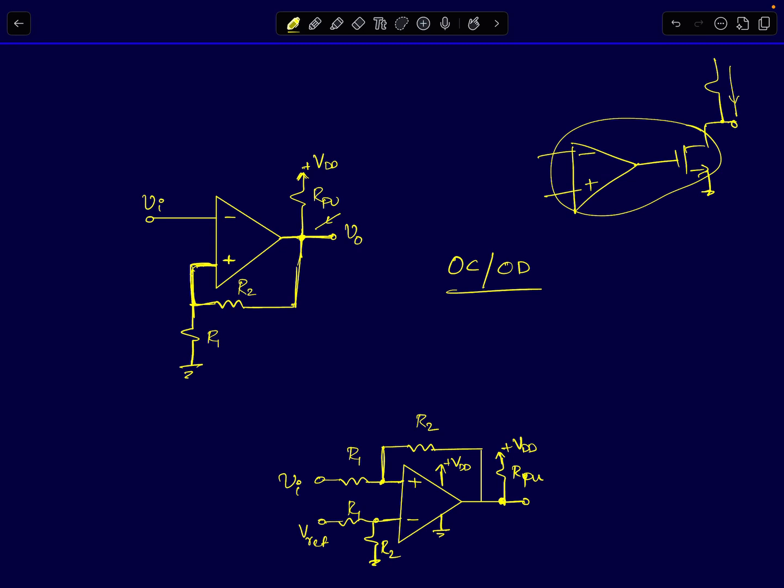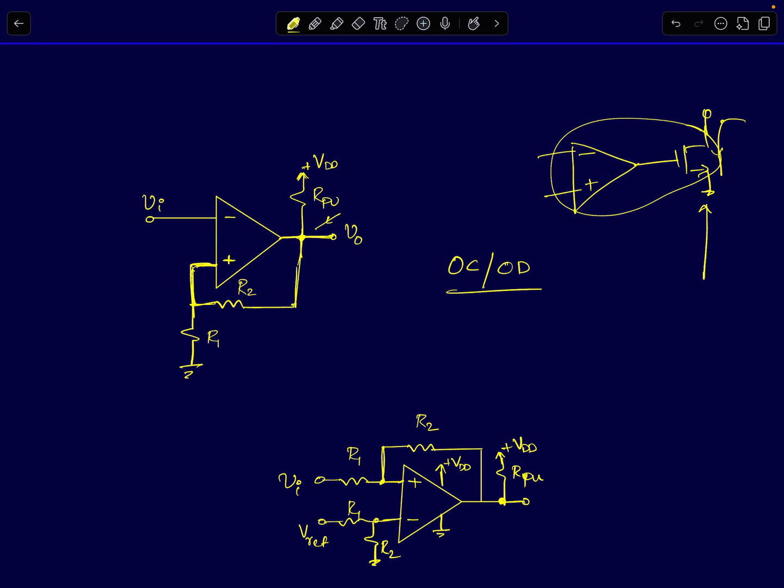So just to quickly refresh your memory, what is an open collector or open drain output? It is that the final stage of your comparator circuit will be a common source amplifier or a common emitter amplifier with an open output node. Its drain will be floating, or in case of a common emitter amplifier, its collector will be floating. Which means if you have to discharge this node, there is a path for discharging the output to ground using the final stage MOSFET or a BJT. But for charging, there is no path.